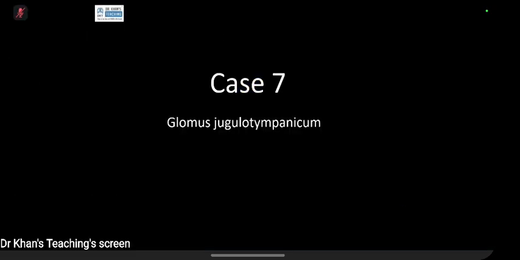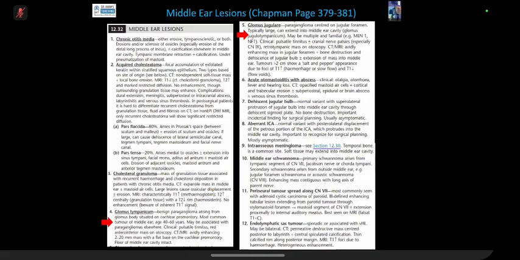So this was a glomus jugulotympanicum. So the glomus tumors in the middle ear cavity, the epicenter can be around the jugular foramen. When it is around the jugular foramen, we call it glomus jugulare. From the jugular foramen, if it goes into the middle ear cavity, then we call it glomus jugulotympanicum. And then there can be another one which can be just in the tympanic cavity, as in the middle ear cavity, and we call it glomus tympanicum.